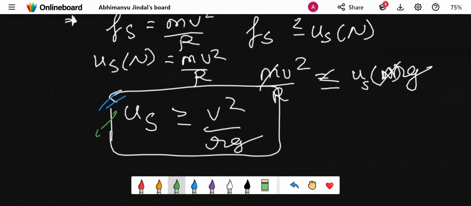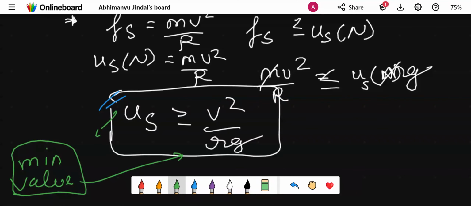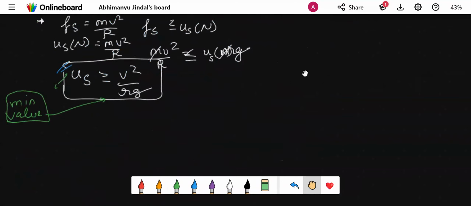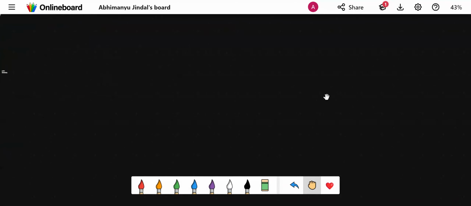Sometimes it's asked what is the maximum value, or sorry, not the maximum, the minimum value of friction. So it's v squared by rg. Okay, now let's move on from this topic. Let's go to banking of roads.